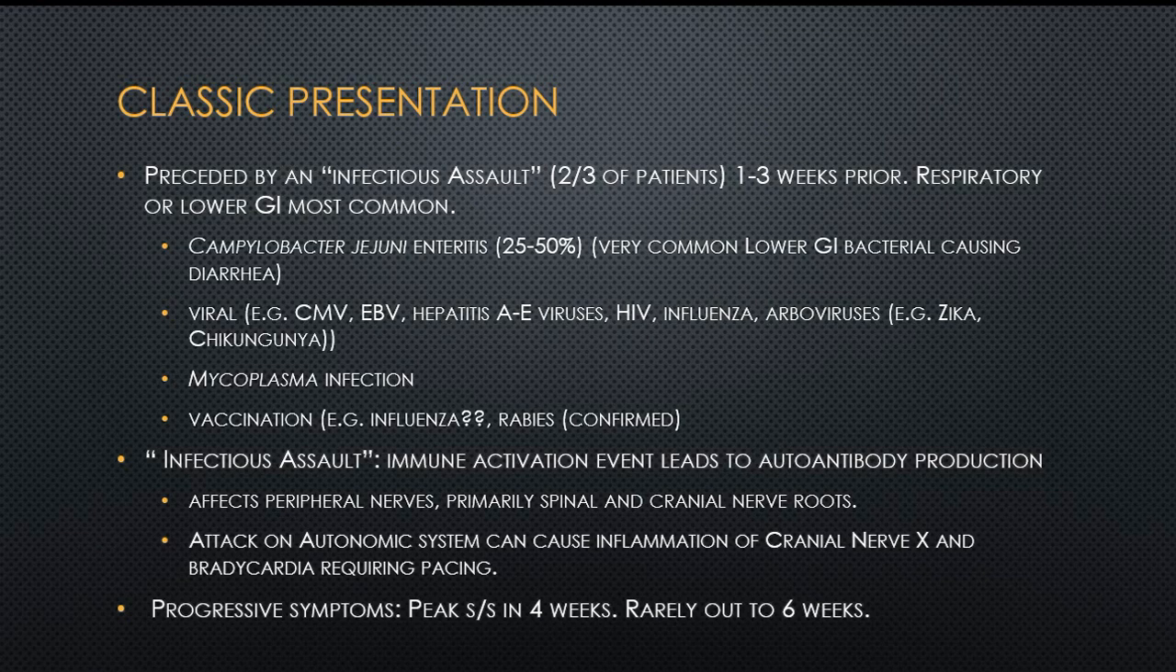So the theory is that this infectious assault by this wide variety of organisms that have very little to do with each other causes an immune activation with autoantibody production, and basically these antibodies attack the myelin sheath and destroy it. Some of these patients even require pacing because the 10th cranial nerve is demyelinated. Now, you tend to see peak symptoms in about 4 weeks.